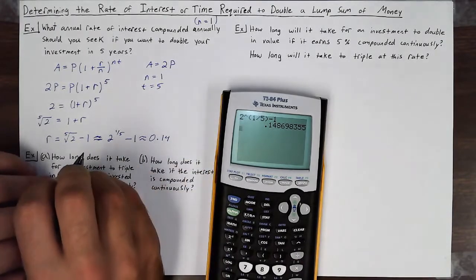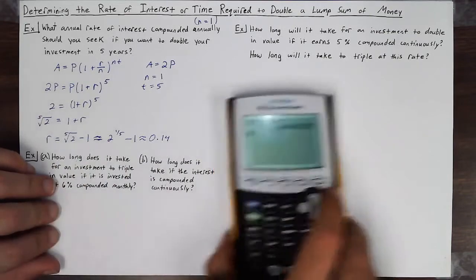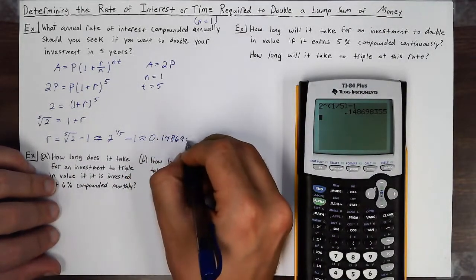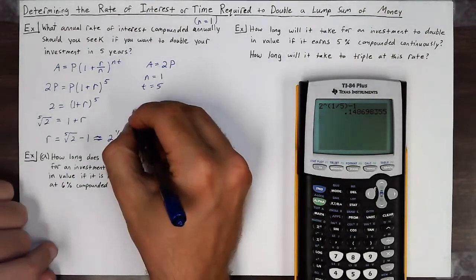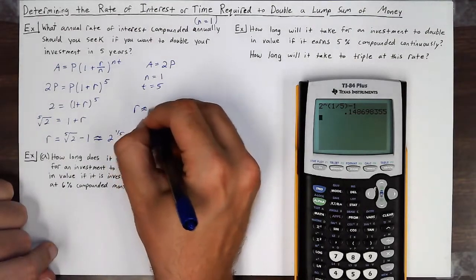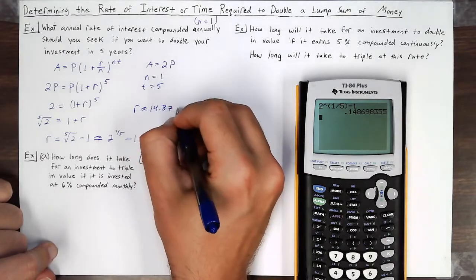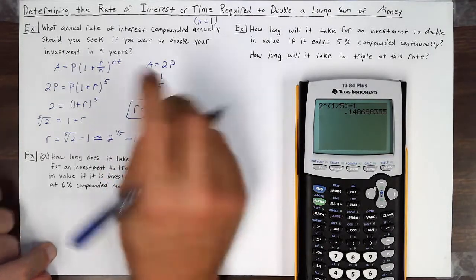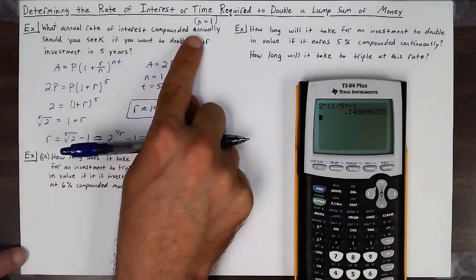That gives me 0.148698. That should be plenty of decimal places. So the rate I would need to make this happen is approximately 14.87%, which is a very high rate. So it's a lot to ask for to double your investment in just 5 years if you're compounding annually.